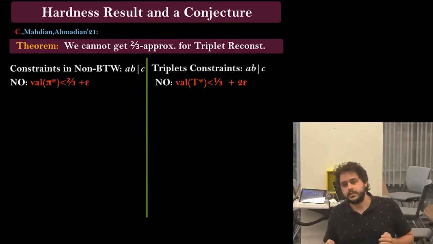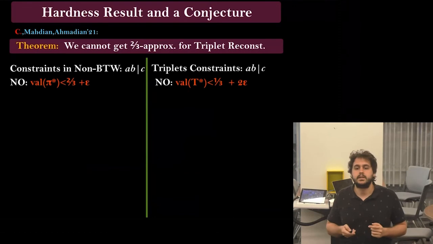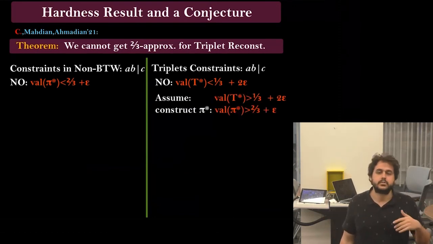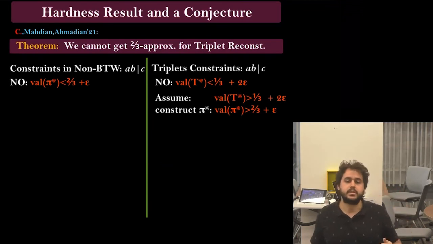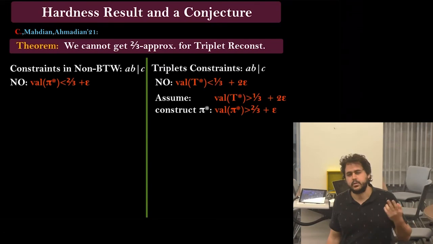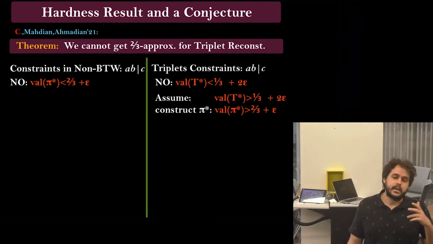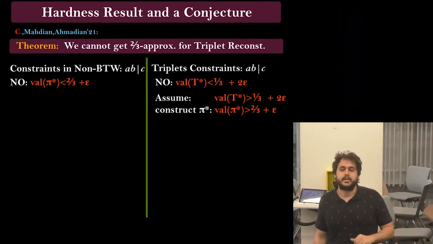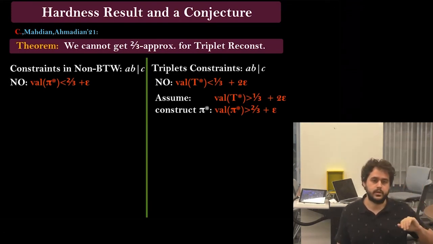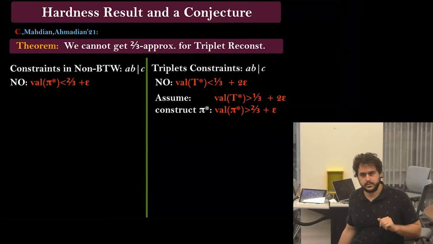Now the no case. We will go for a contradiction. Let's assume that the value of the tree is higher than 1/3 plus 2 epsilon, and I will construct a permutation that has more than 2/3. And this would contradict the fact that we are in a no case for the non-betweenness system.